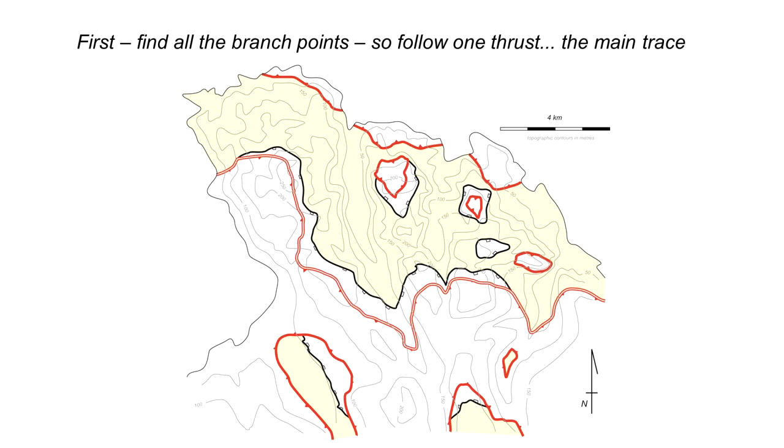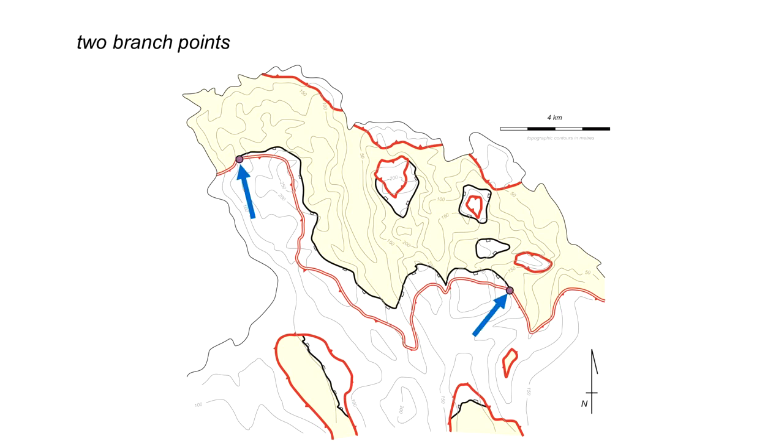And we can now see 2 places on it where the brick thrust joins the red thrust here. So we found 2 branch points. Okay, now let's move to the bottom of the map where we've got two windows, in other words, holes through the upper thrust sheet that reveal the rocks below. And down on here, we can identify 4 places, 2 in each window, where the 2 thrusts join.